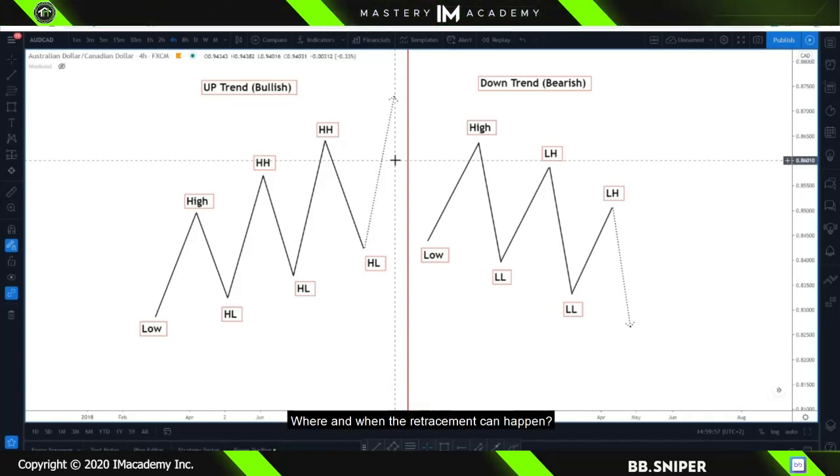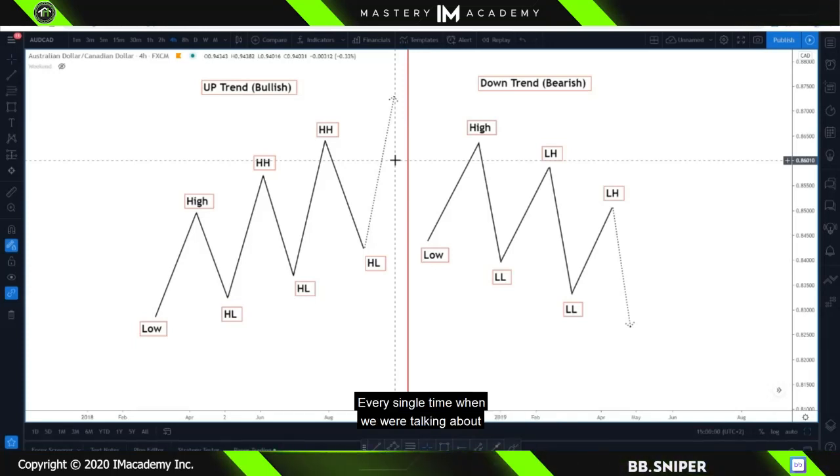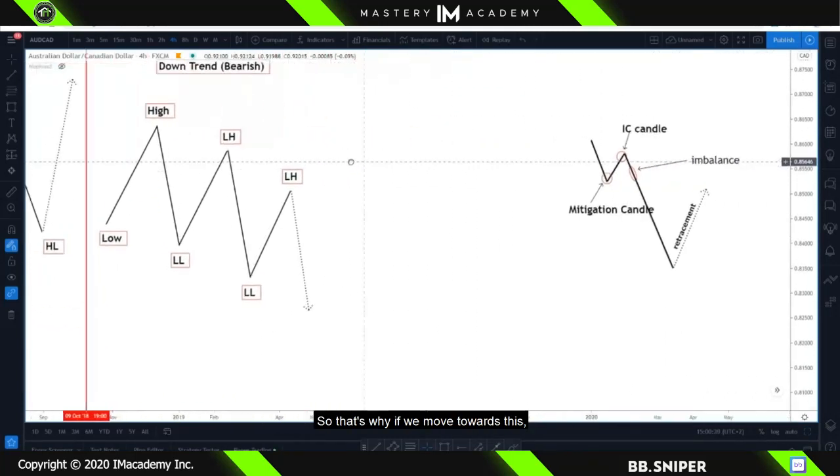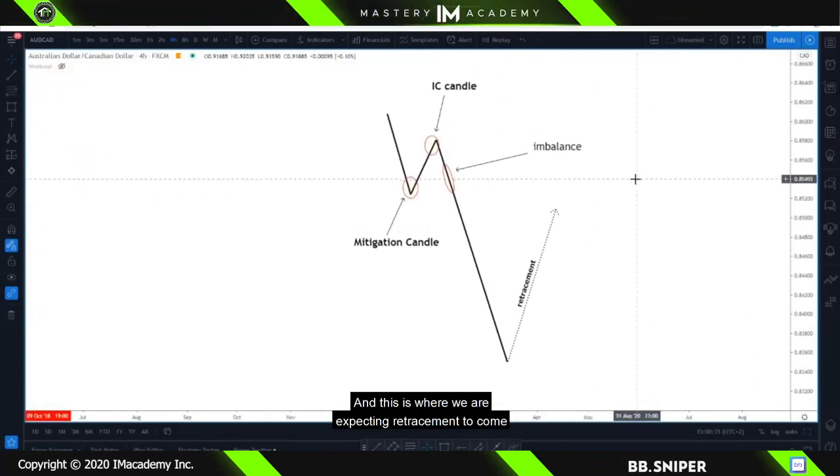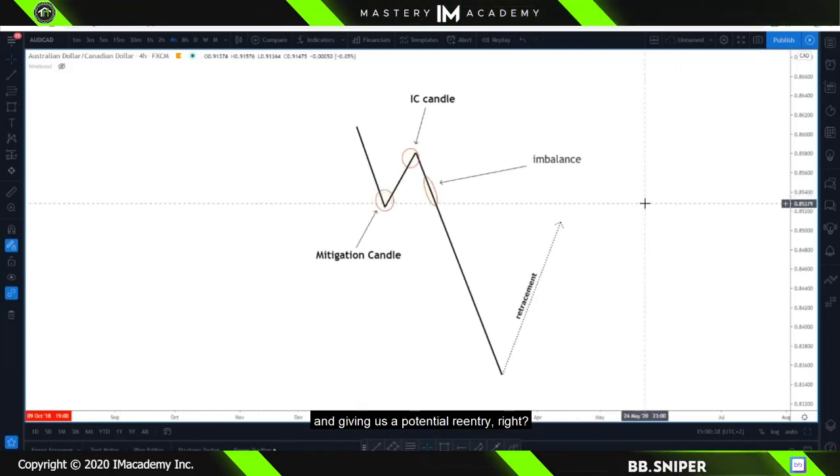Now where and when can the retracement happen? Every single time when we're talking about an uptrend or downtrend, every single time a new higher high is set or a new lower low is set, the market could go into retracement mode, right? And the retracement is kind of a natural reaction after a previous high or previous low is broken, right? And then we have a retracement where we potentially are seeing good opportunities, right? So if we move towards this, this is where a retracement is happening, and this is where we are expecting a retracement to come and give us a potential re-entry, right?